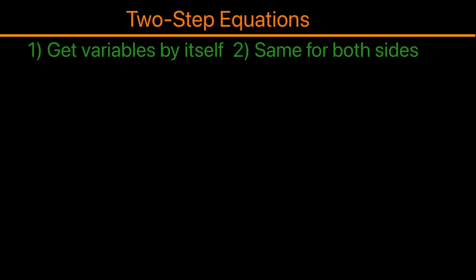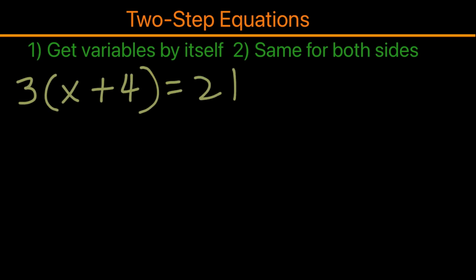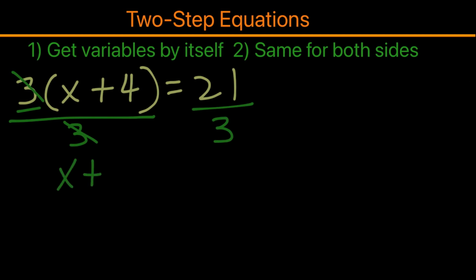Now let's try another one. From this equation, the first thing you notice is the 3 here. And since this is 3 times (x + 4) equals 21, what we can do is use the opposite operation, which is division. So we divide by 3, and that crosses out. And we'll do the same on the other side. And now we have x + 4 = 7.